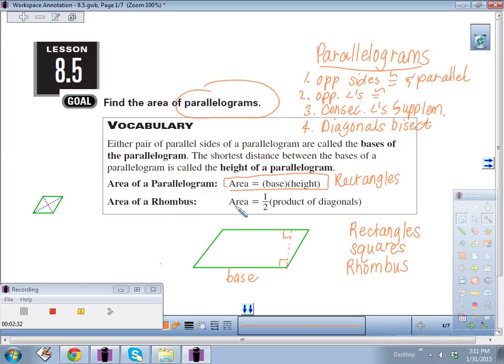The area of a rhombus, however, is 1/2 the product of the diagonals. And product, we know, means to multiply. So we have 1/2 the product of the diagonals, the diagonals drawn in a rhombus. Each rhombus has all congruent sides. If we draw those diagonals, we would do the length of diagonal 1 times the length of diagonal 2, and just take half of that.